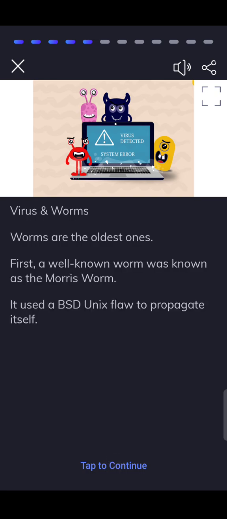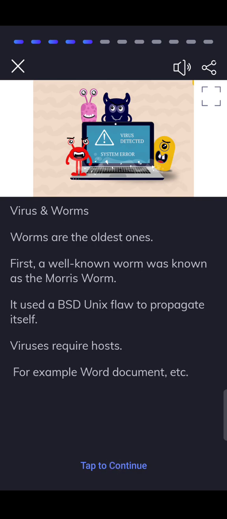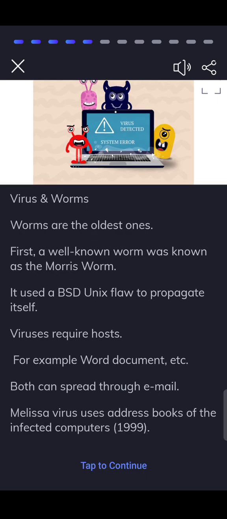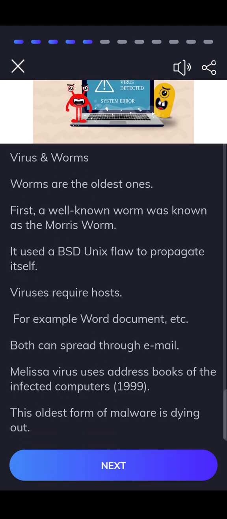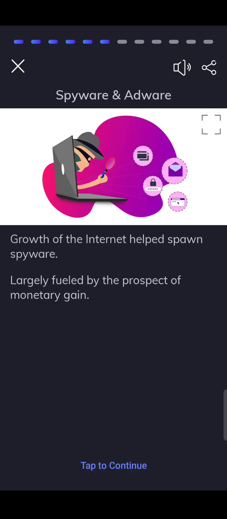It used a BSD Unix flaw to propagate itself. Viruses require hosts, for example, a Word document. Both can spread through email. The Melissa virus uses the address books of the infected. This oldest form of malware is dying out. Spyware: the growth of the internet helped spawn it, largely fueled by the prospect of monetary gain.